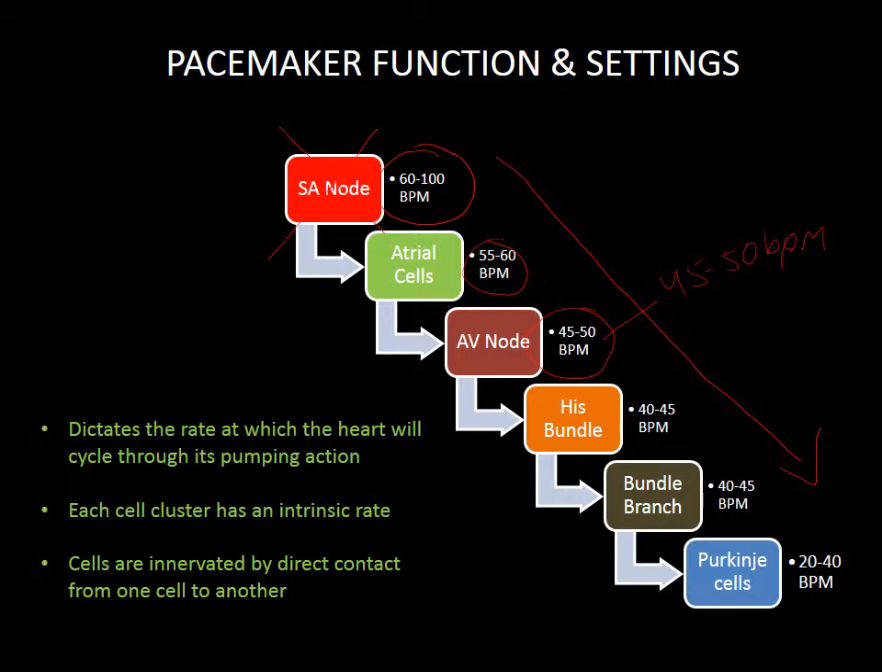This is where we'll see some changes as well on our ECGs, and we'll learn about that in some other presentations. If the AV node fails, now we're looking to the bundle of His, the bundle branches, and the Purkinje cells, and those are quite lower heart rates, as you can see at the Purkinje cells with 20 to 40 beats per minute. So that is our pacemaker functions and settings, and let's move on.